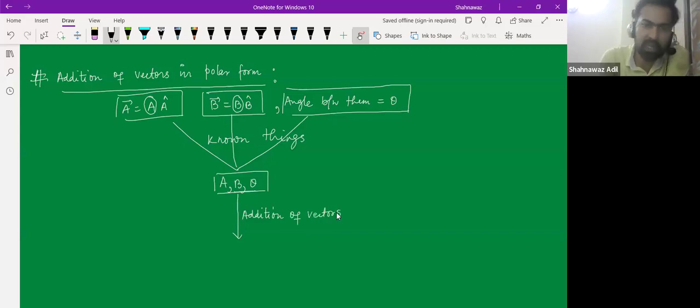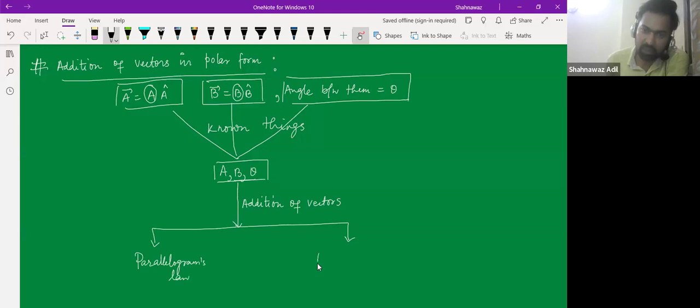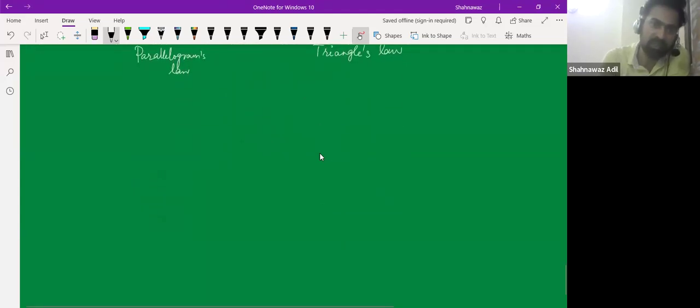So there are mainly two rules to find this, and both give the same result. One rule is called the parallelogram law, and the other rule is the triangle law. From both laws you will get the same magnitude, right? You will be given the magnitudes of A, B, and the angle between them, and you have to find the resultant of the vectors. So the first thing we will understand is the parallelogram law.